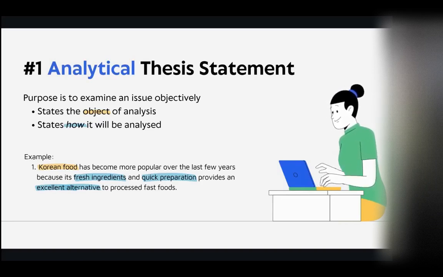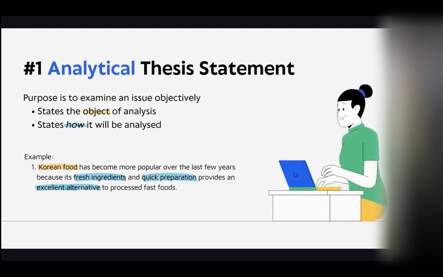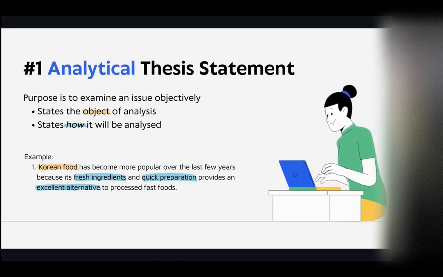So for example, let's take a look at this example provided. Korean food has become more popular over the last few years because its fresh ingredients and quick preparation provide an excellent alternative to processed fast foods. So in this example, we can see that the object of analysis is Korean food, right? And how it will be analyzed, meaning what exactly your main ideas in your essay are: fresh ingredients, quick preparation, and Korean food being an excellent alternative to processed fast foods. So this also quickly follows the A is B because of C formula. And this will be the same for almost every thesis statement you come across.